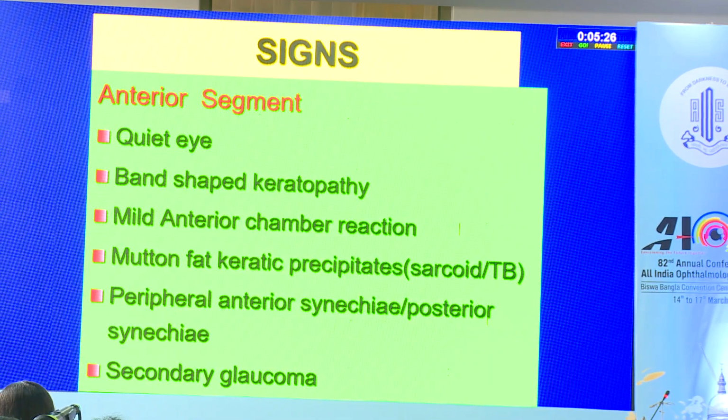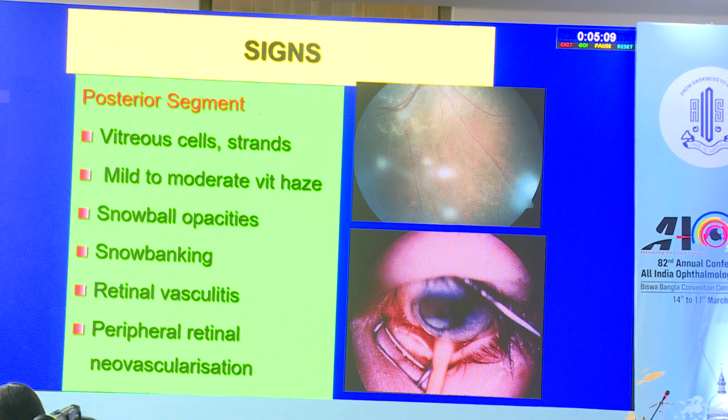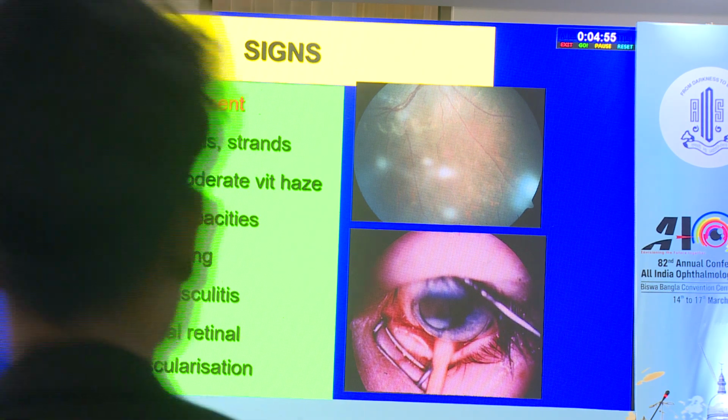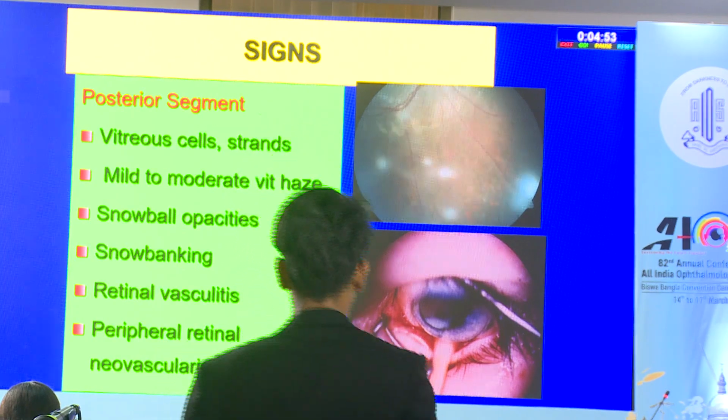Anterior segment: quiet eye, often this is a white eye uveitis. Band-shaped keratopathy in children in particular, mild anterior chamber reaction, mutton fat keratic precipitates you can see in sarcoid and TB, peripheral anterior synechiae, posterior synechiae, secondary glaucoma. Posterior segment: you see vitreous cells, anterior vitreous cells. You should focus behind the lens and you will see vitreous cells and strands, mild to moderate vitreous haze, snowball opacity, snowbanking, retinal vasculitis which may not be very obvious, and peripheral retinal neovascularization, particularly in children.